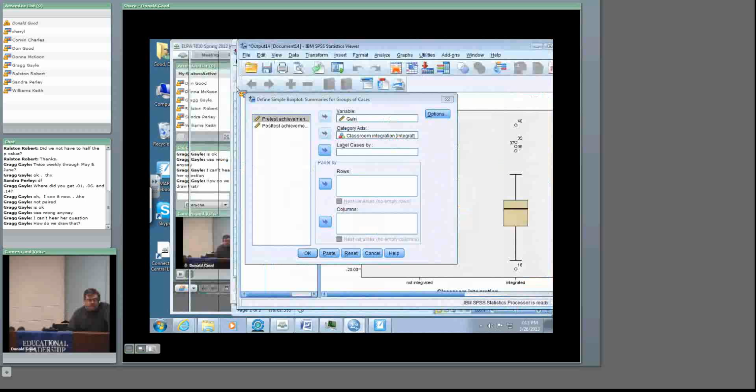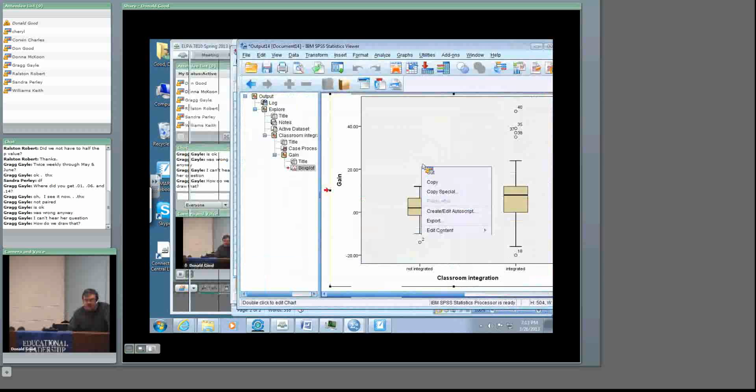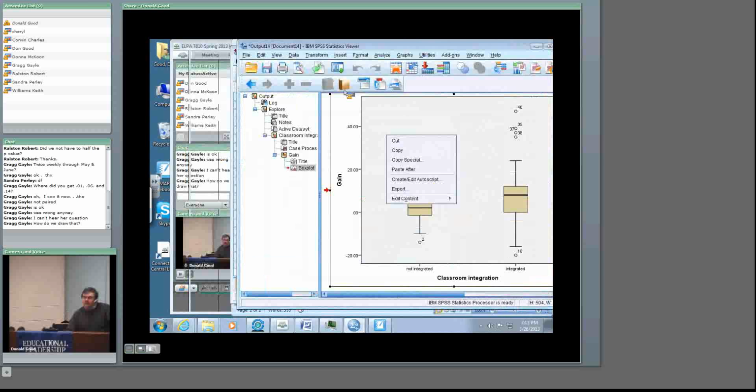And when I get the box plot, I can select it, I can copy it, and I can paste it into a Word document. Yeah, you either right-click select, or you go with the edit stuff up here with cut, copy, and paste. However you cut, copy, or paste. Put that in your Word document. Yes. So that's part of your APA write-up.